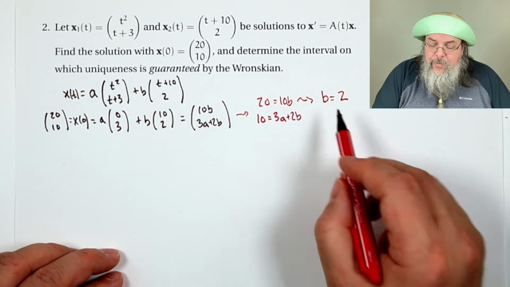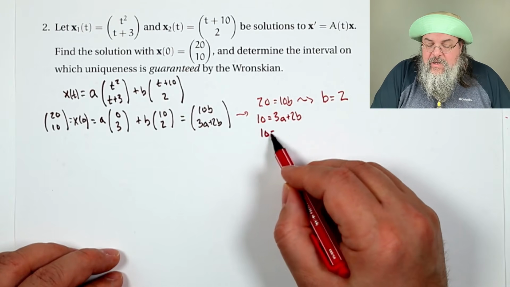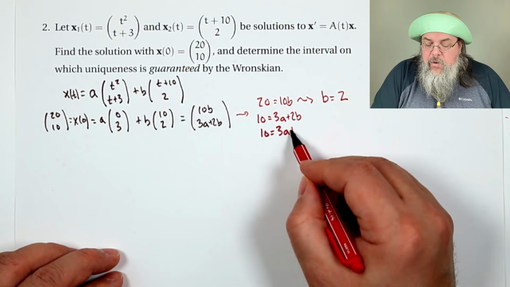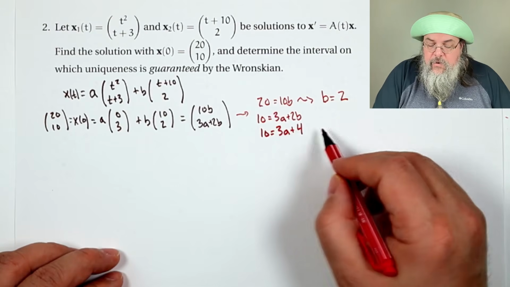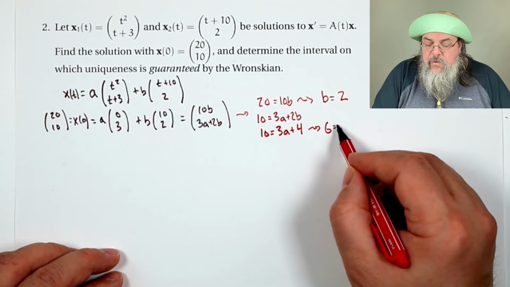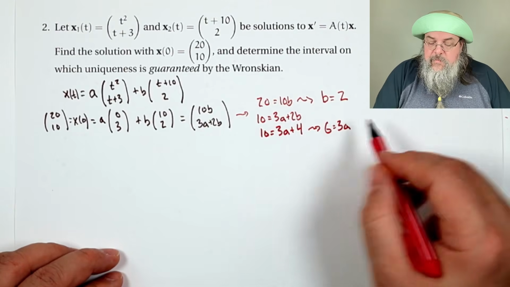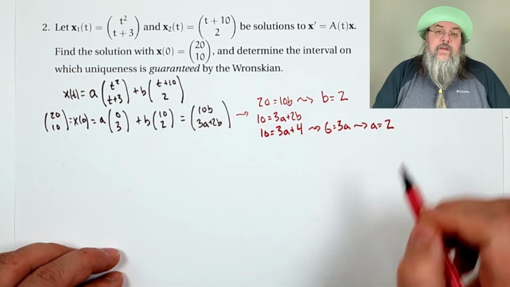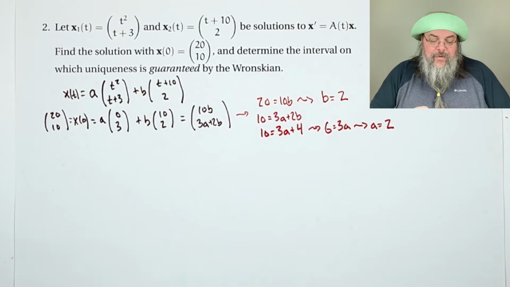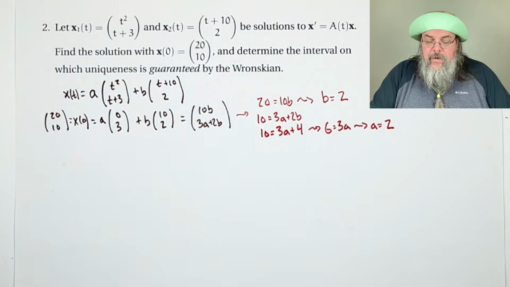The bottom says 10 has to equal 3a plus 2b. But wait a second, we know b is 2. So that tells us that 10 has to be 3a plus 4. Or, if we subtract 4, 6 equals 3a, or divide by 3, a equals 2. It's okay that a and b are the same. It's okay if a and b are different. A and b are whatever they need to be.